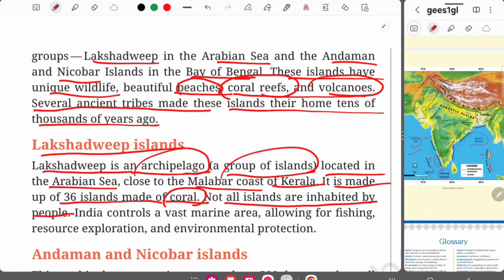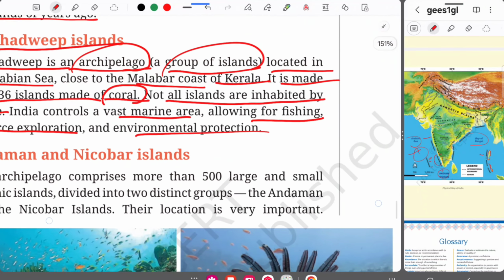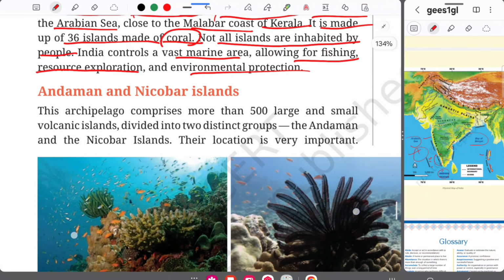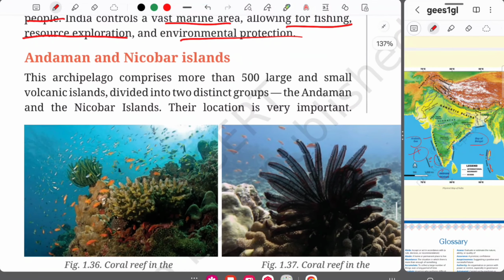Okay, and India controls a vast marine area in the Lakshadweep area, allowing for fishing, resource exploration and environmental protection. So here some images are shown. Here you will find the images of coral reefs in Lakshadweep Island and Andaman and Nicobar.